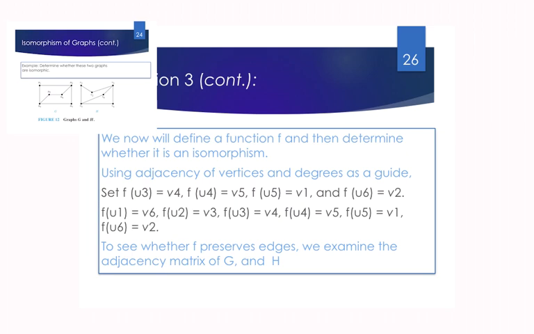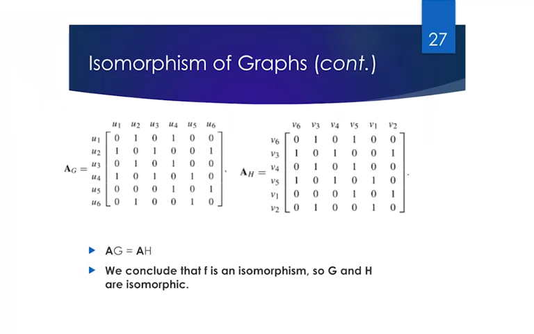We examine the adjacency matrix of G and the adjacency matrix of H, with the rows and columns labeled by the images of the corresponding vertices in G. You see now from the adjacency matrices that the adjacency matrix of G equals the adjacency matrix of H. It follows that f preserves edges, so G and H are isomorphic.